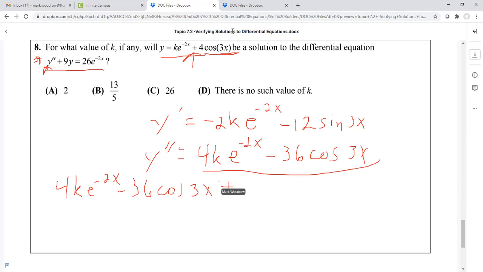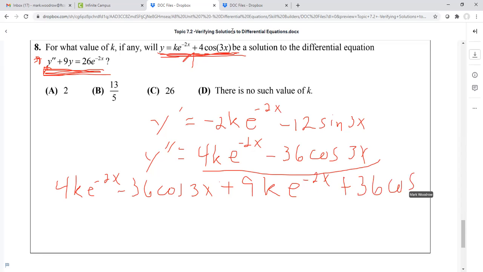And then I have to do plus 9. Again, I'm just plugging in y double prime and y up here into this equation. So I have 9 times y. So I'm going to distribute that 9 to my y that's right here. So that's going to be 9k e to the negative 2x. And then 9 times the 4 will be plus 36 cosine 3x. And I don't really have space here on my screen, but that's got to equal this 26e to the negative 2x. I'll put that in a minute.